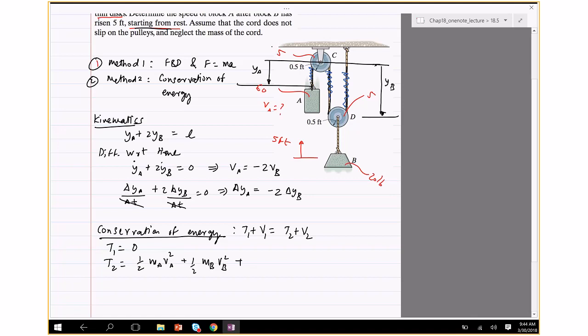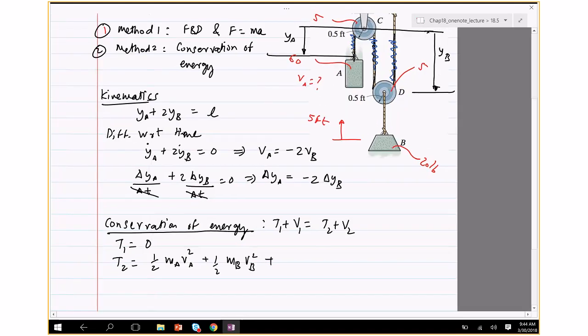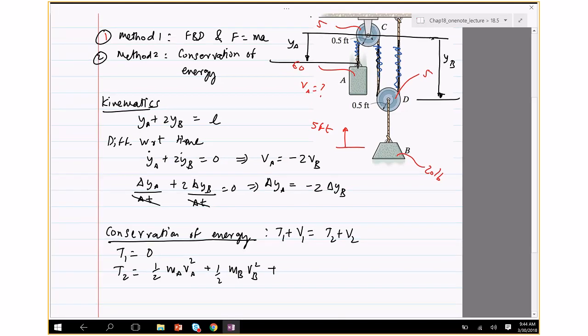Okay, a particle only has translational energy. It doesn't have rotational energy. That's why I only wrote half mv square for both of those. C is a disk, so it rotates, but does it translate? Does C go up and down? It doesn't. It just rotates, so it is only rotational energy. Rotational energy is given by half IC omega C square. So we've got to find omega C. We don't know what it is.